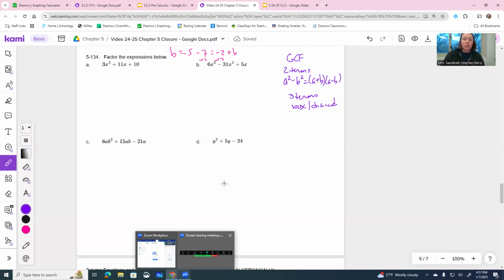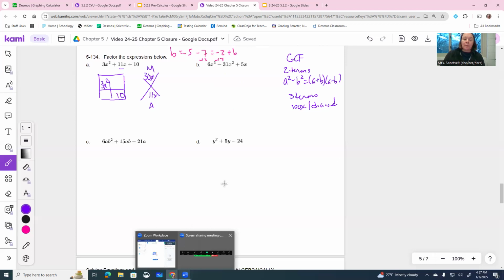So when I look at this first one, there is no common factor. It's not 2 terms. It's not difference of squares. So I'm going for the box and the diamond. That's 3x squared. That's 10. When I make the diamond, this diagonal has to multiply to be the same as this diagonal. So this diagonal is 30x squared. So I need 2 things that multiply to be 30x squared and add to be my middle of 11x.